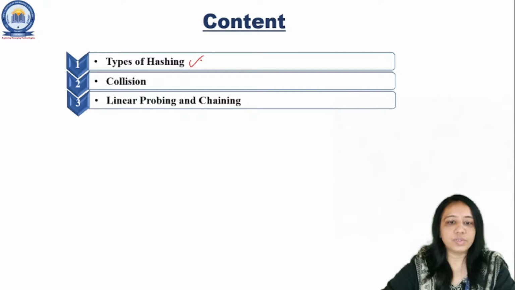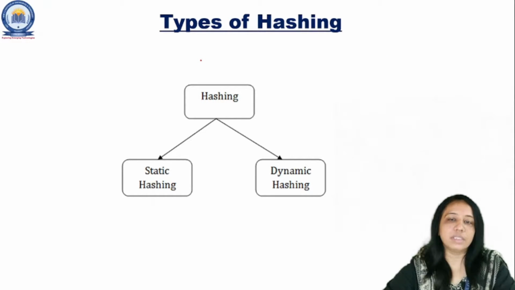Now, as I told you, if we just apply a hash function, it may be possible that more than one key gets the same index. So, how does the collision happen, and what is the solution for that? We are going to discuss all of that in this video lecture. So, let's start with the types of hashing.